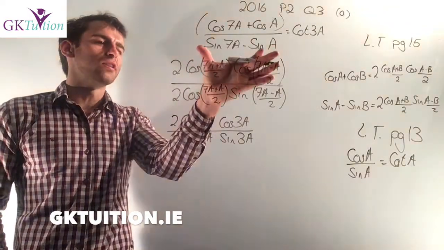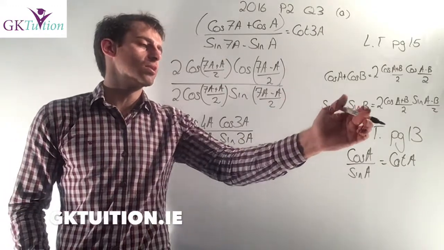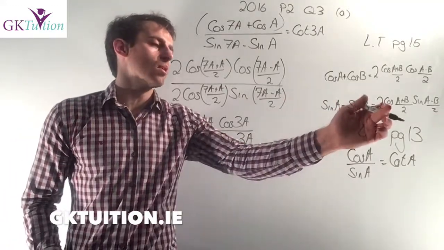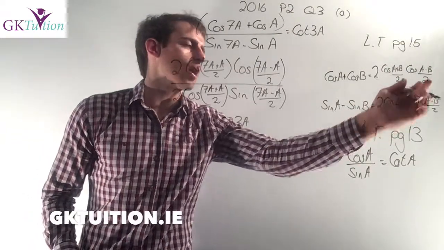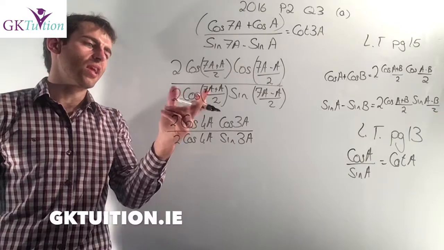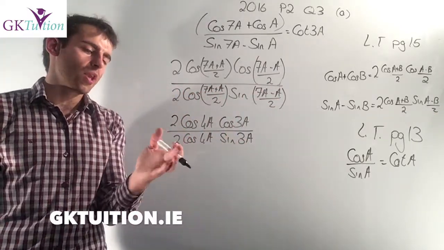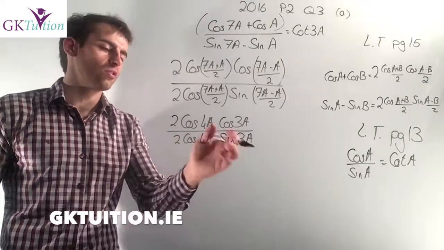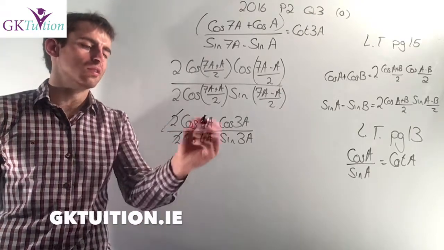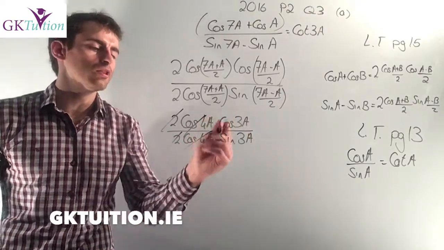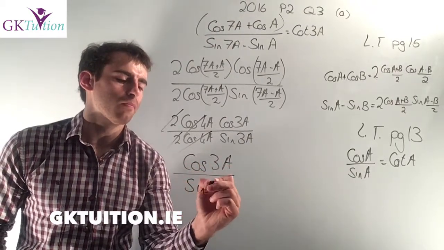And I can do something very similar with the bottom. Sine 7a minus sine a is the sine of an angle minus the sine of another angle. So it's 2 times the cos of, you add the angles together and divide by 2, and then the sine of, you subtract the angles and divide by 2. So in this case it was 7a plus a divided by 2, 7a minus a divided by 2, so it became 2 cos 4a sine 3a. You should recognize at this point that my 2's are going to cancel, my cos 4a's are going to cancel, and I'm just left with the cos of 3a divided by the sine of 3a.